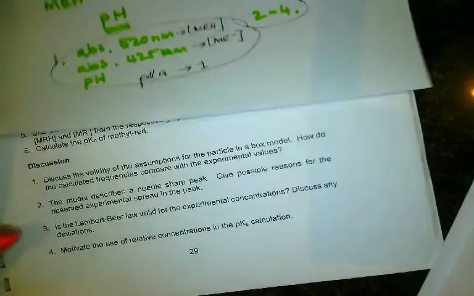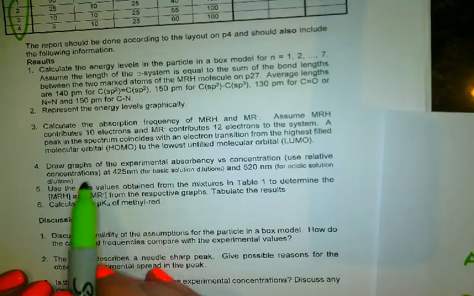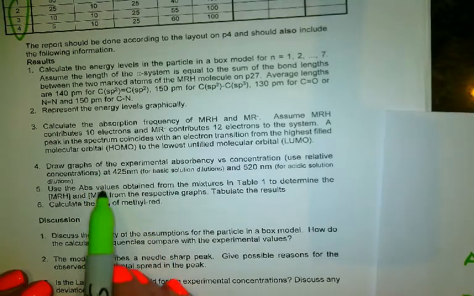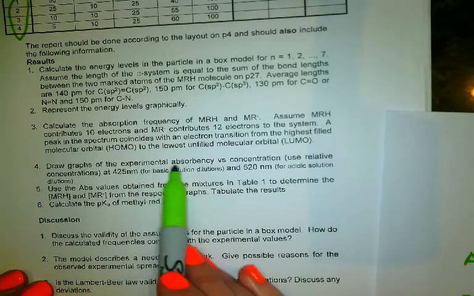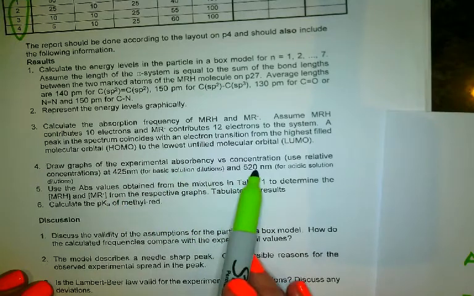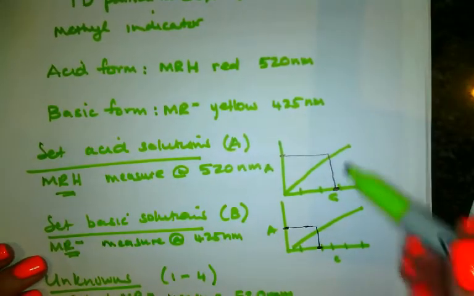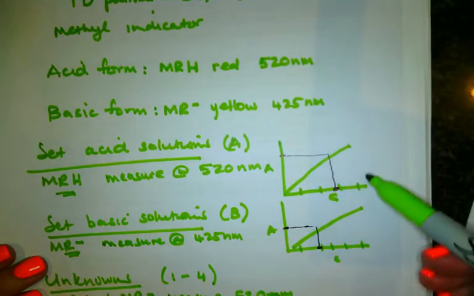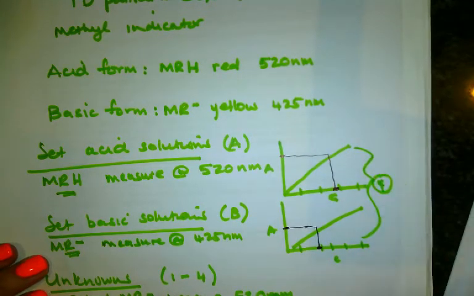I just want to refer you to the questions in the practical manual. If you look at questions 4, 5 and 6: question 4 asks you to draw graphs of the experimental absorbance versus concentration at 425 nm for your basic solutions and 420 nm for your acidic solution. So that is basically constructing these two calibration graphs. That is question 4 in the manual.